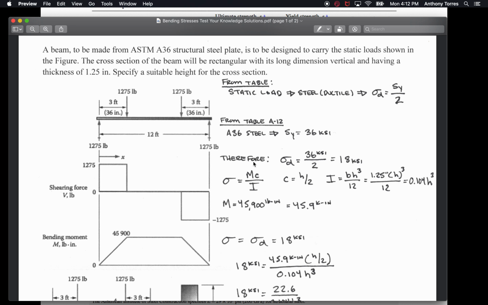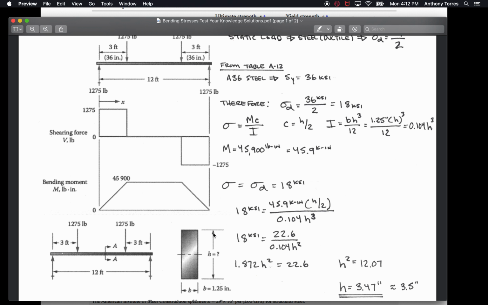So therefore, sigma D, our design stress, is equal to 36 KSI over 2. I just plugged this SY in. So we're going to design something that needs to be at least 18 KSI for its bending stress. I know the maximum bending stress formula is just MC over I. C, I can figure that out. Well, H, we don't know what H is, so I'm going to leave C in terms of H right now. Whether it's 12, 24, 5,000 miles, whatever it is, C is always going to be that divided by 2. So it's just H over 2 right now. I'm leaving it in terms of H because that's what I want to solve for.